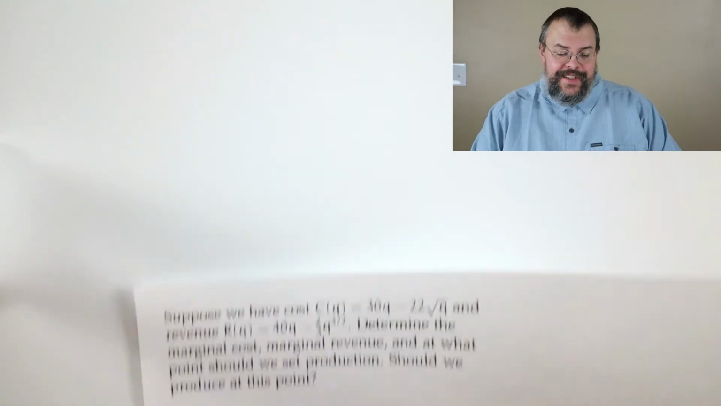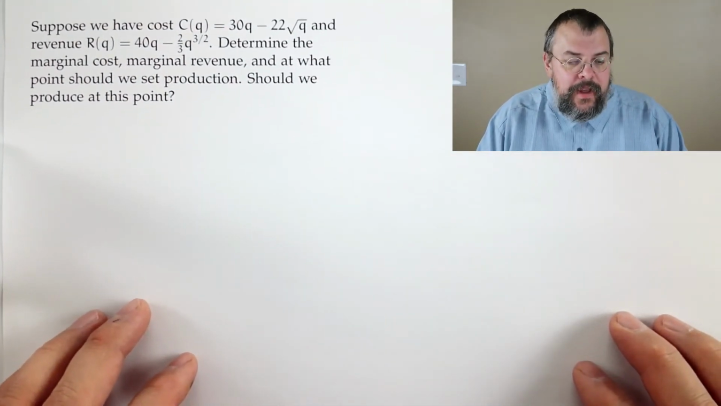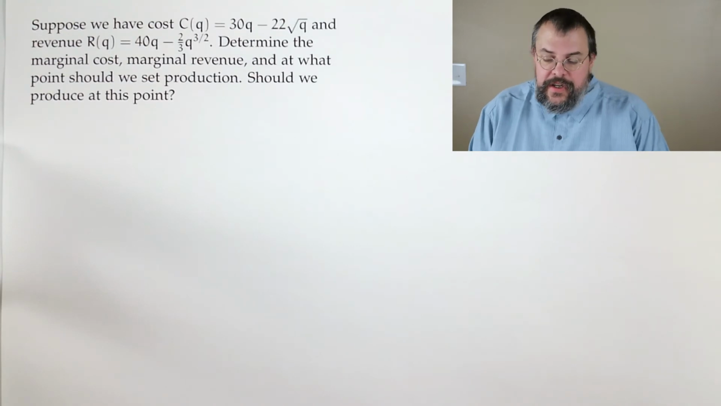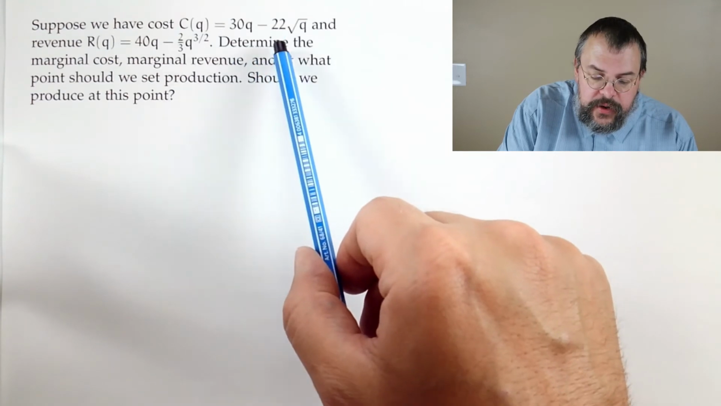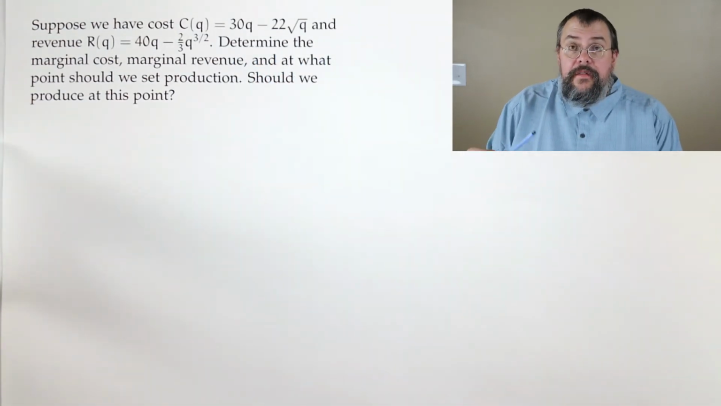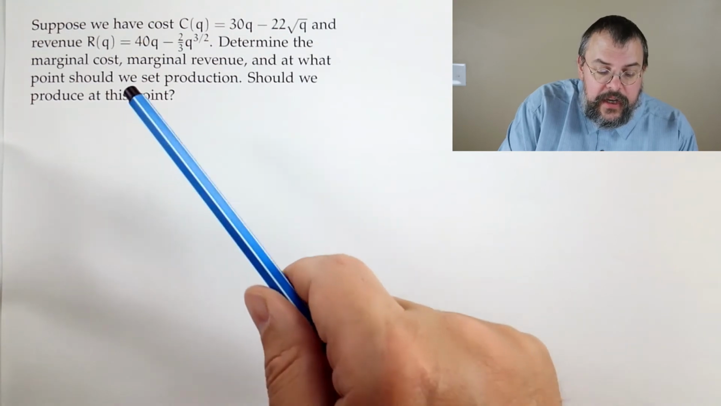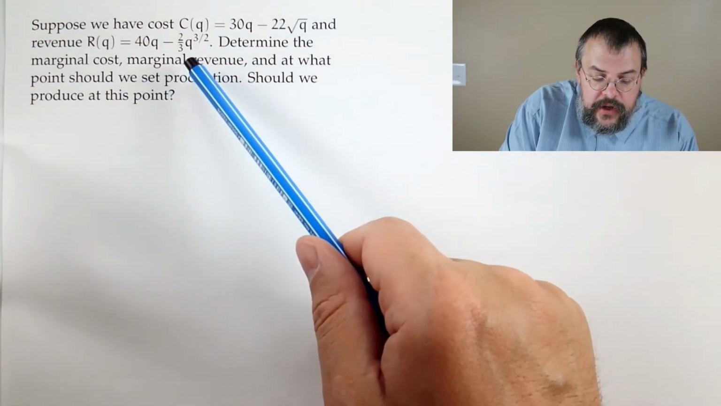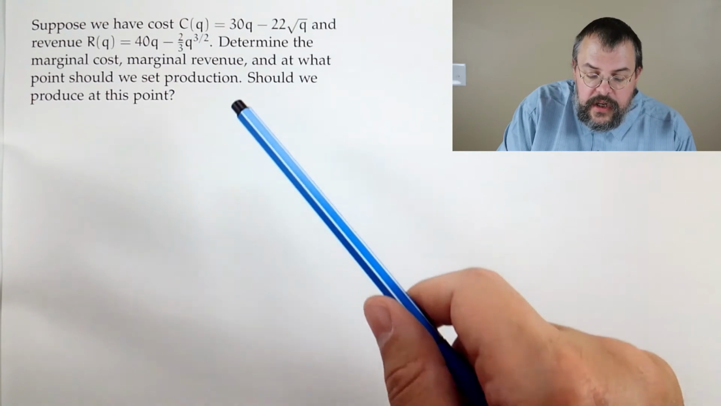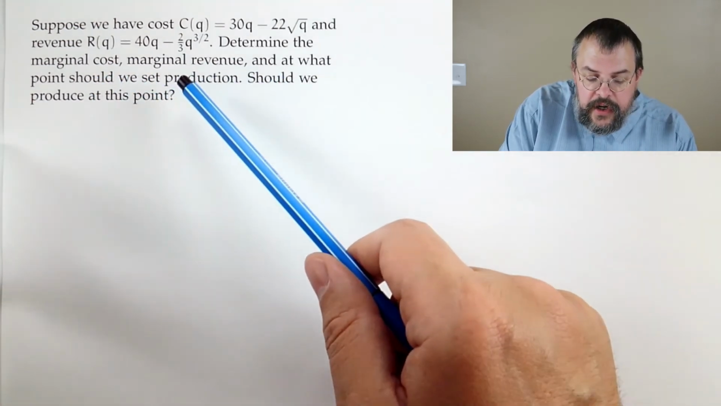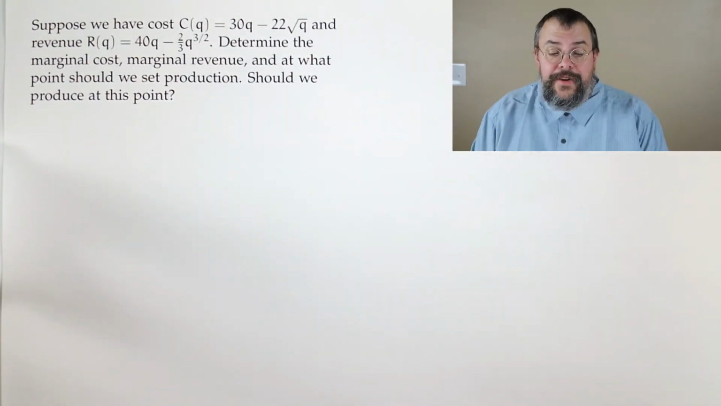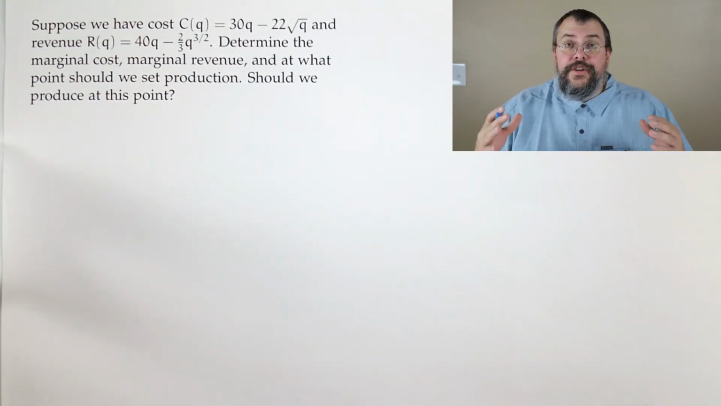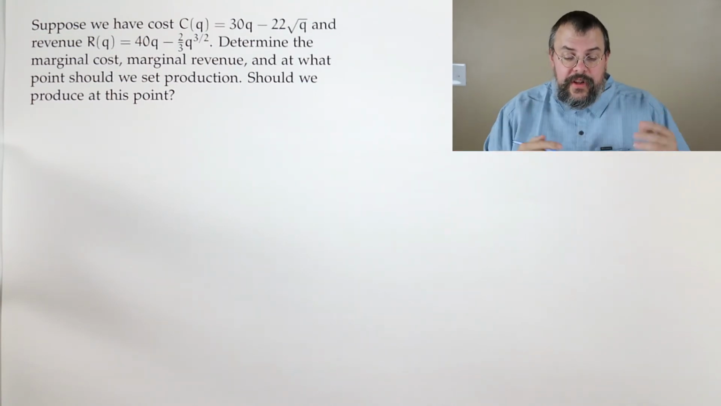All right, on to an application with economics. Okay, so here we go. Suppose that we have a cost function. Our cost for a given quantity Q is 30Q minus 22 times the square root of Q. And the revenue, the amount of money we get for a given Q, is 40Q minus 2/3 Q to the 3/2. So the questions: there's the marginal cost, marginal revenue, and where should we set production? And there's even another thing we have to do, which is answer the question, should we produce? Okay, so there's a lot to do.